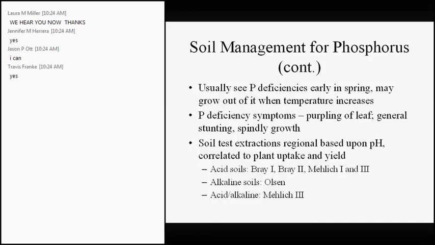In alkaline soils, one that is normally used is Olsen. And what we found is that we can use the Mehlich 3 both in the acid and the alkaline situations. It was developed for acid soils, but we found that it works very, very well in alkaline soils as well.